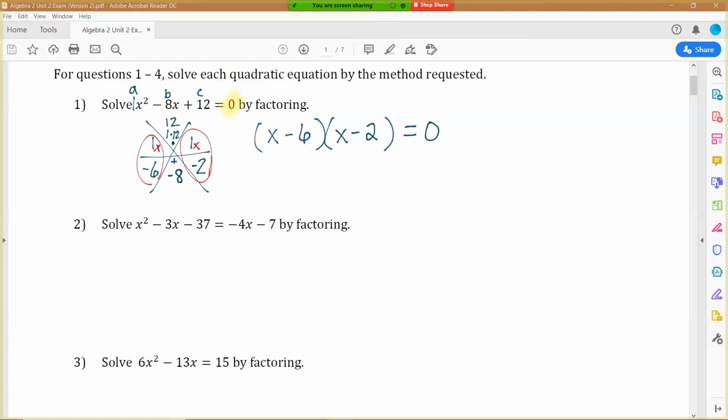We know if we have two factors that multiply together to give me 0, that one of them must equal 0. So either x minus 6 equals 0 or x minus 2 equals 0. And then we're just going to solve for our x's. So x equals 6 when you add 6 to both sides, and x equals 2 because you would add 2 to both sides on that one. So my two answers to question number 1 are 2 and 6.